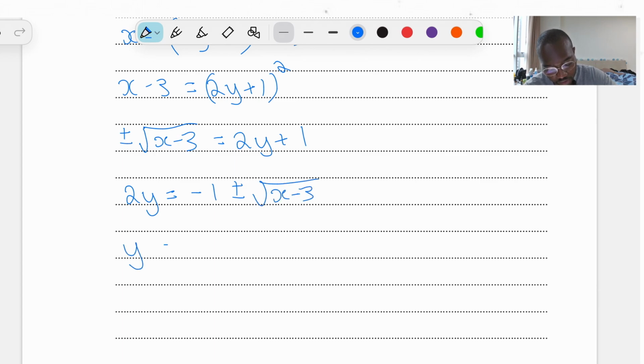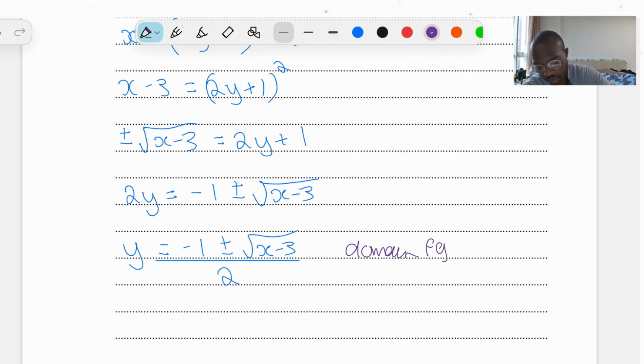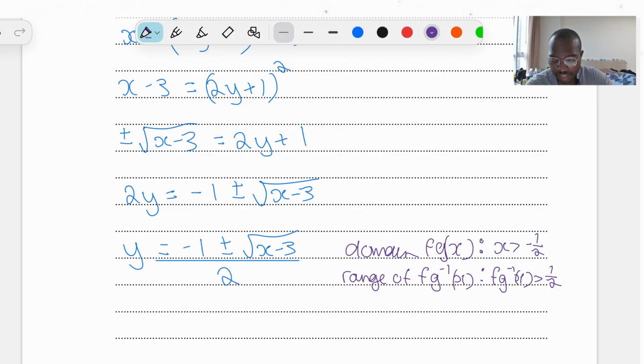So we get y is equal to minus 1 plus or minus the square root of x minus 3, all over 2. And for this question, in the previous question, we knew the domain of f(g(x)) was when x is greater than minus a half. We now know that the range of (fg)⁻¹(x) has to be when (fg)⁻¹(x) is greater than minus a half. So we know that our y value has to be greater than minus a half.